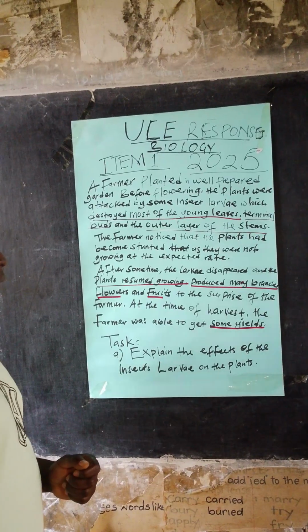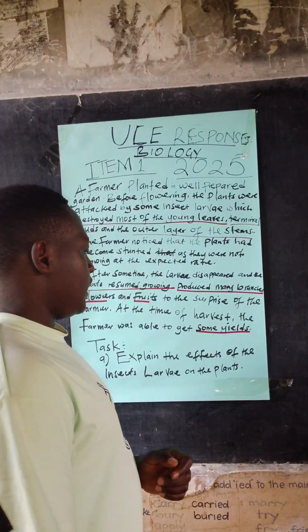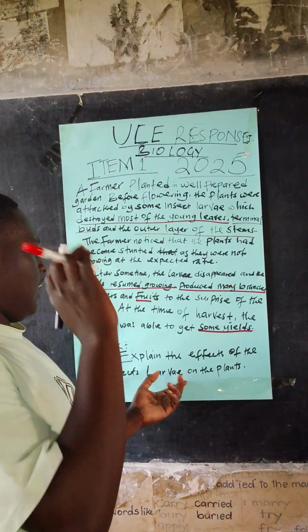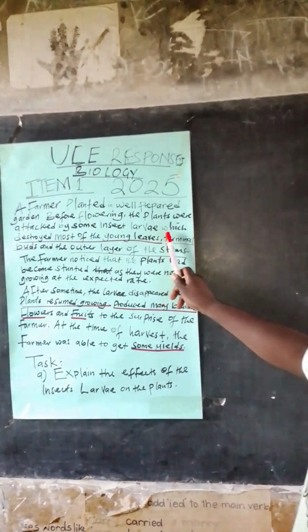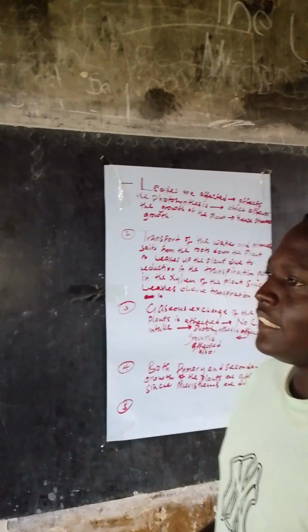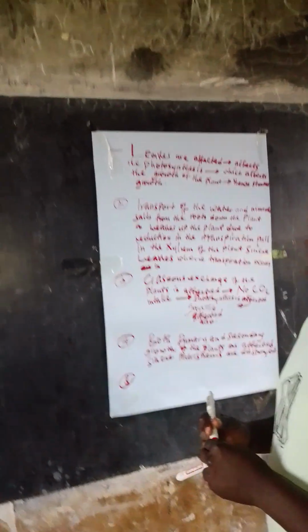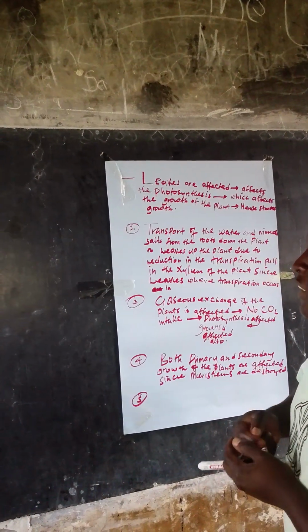So, here are some of the responses on how insect larvae affect the plant. One, since these larvae attacked the leaves, and we know that leaves are the site of photosynthesis, and photosynthesis provides food for the growth and the energy of the plant.